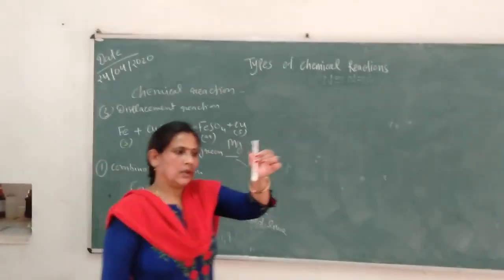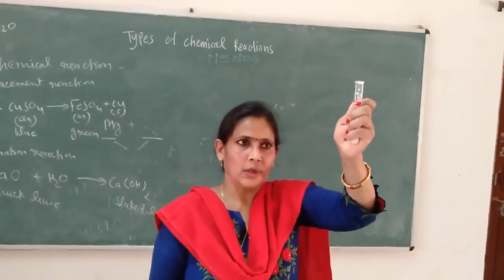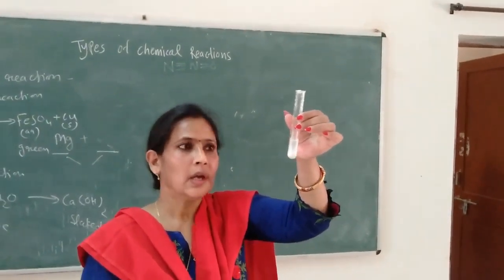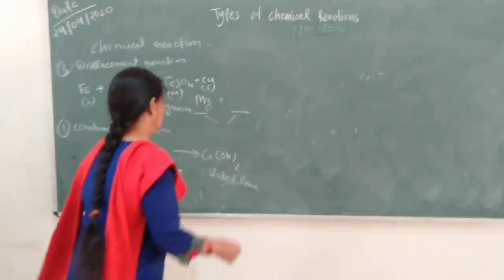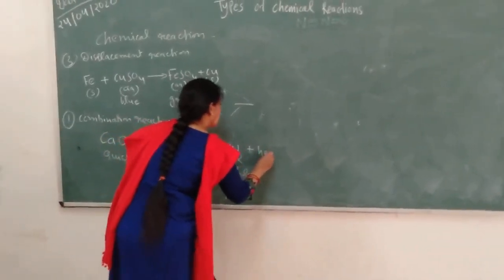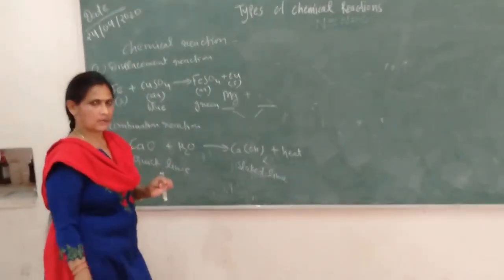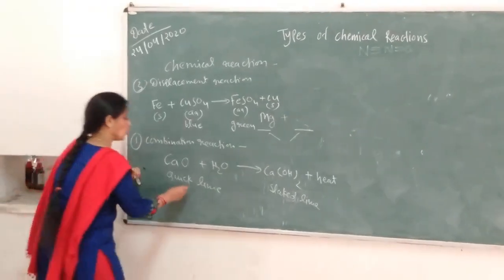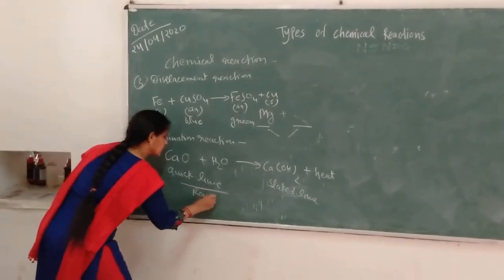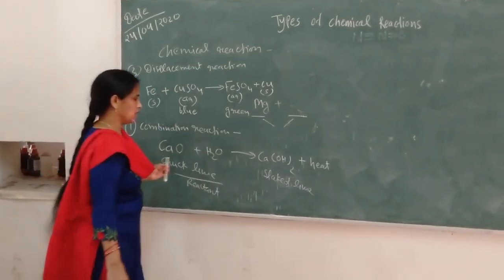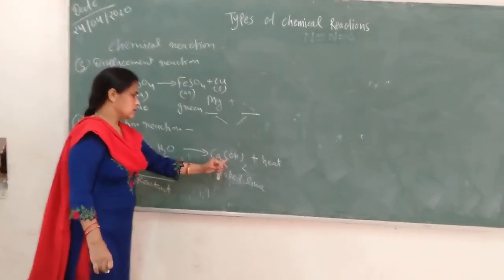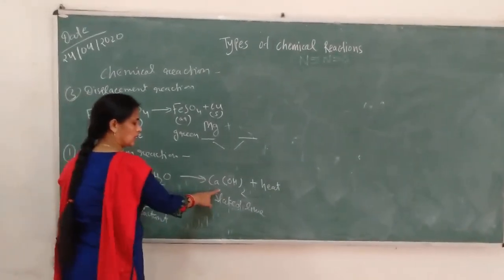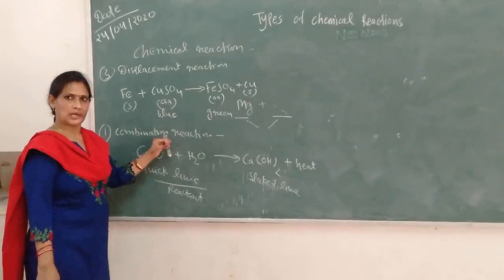And if you touch this test tube, you feel it becomes hot. Why? Because in this process, a large amount of heat is released. This is the chemical equation for the combination reaction. These two are reactants. After the reaction, they convert into a single product. Since in this reaction two reactants combine to form a single product, it is known as a combination reaction.